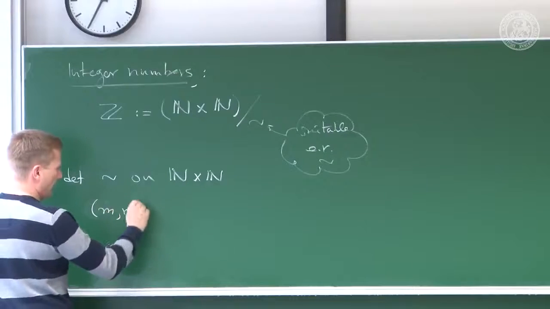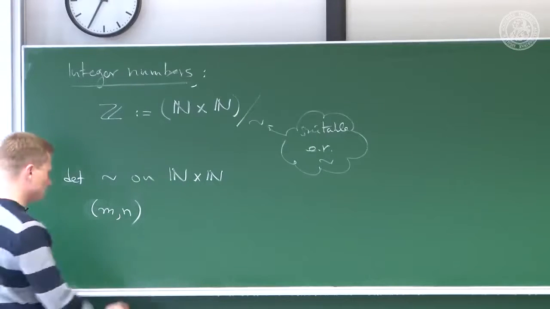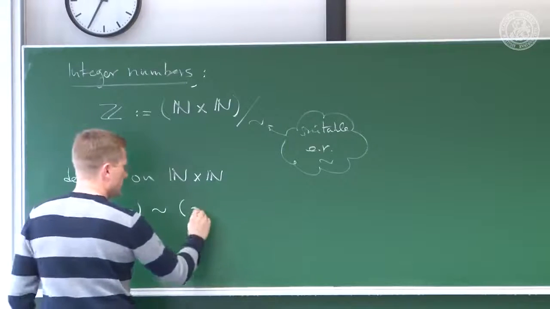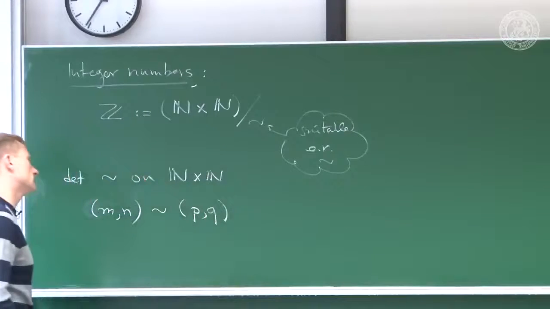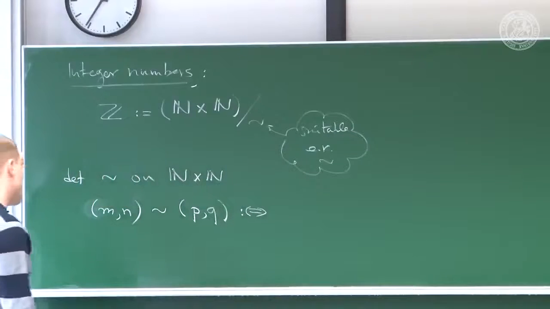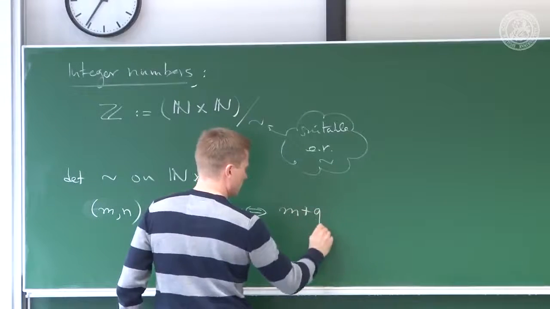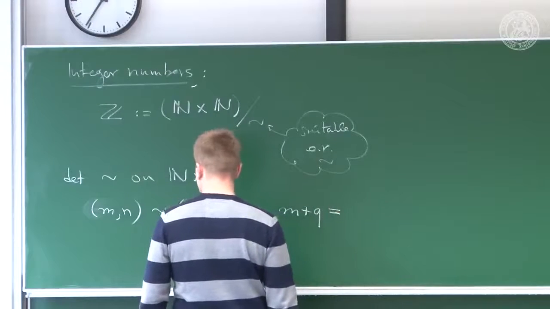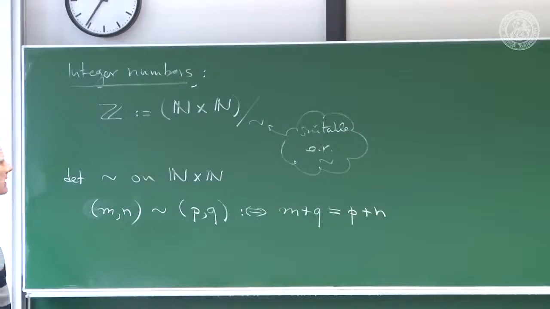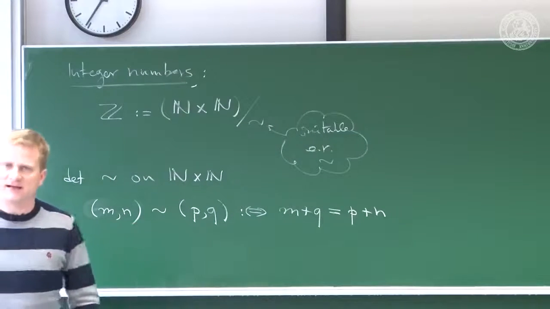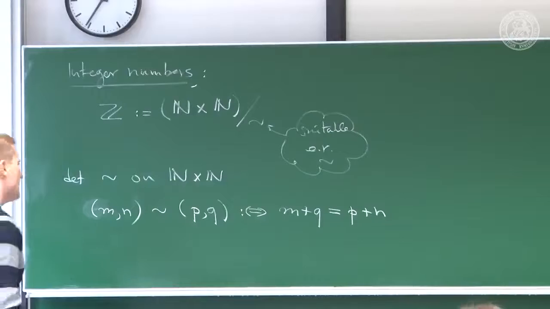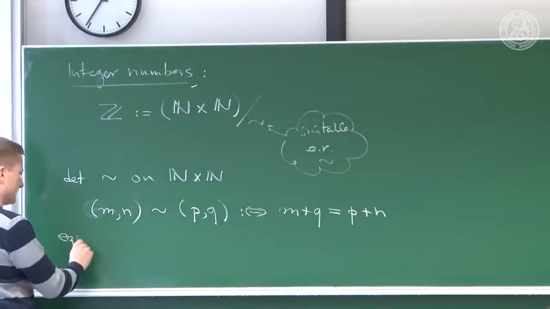You call a pair of natural numbers, (m, n), equivalent, well, we'll see whether it's an equivalence relation or not, equivalent to a pair (p, q), by definition, if m plus q equals p plus n. Okay. Now, I just say this, and I'll tell you in a second what the idea behind this funny definition is. But let's first check that this is an equivalence relation.